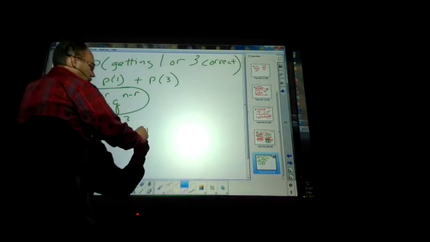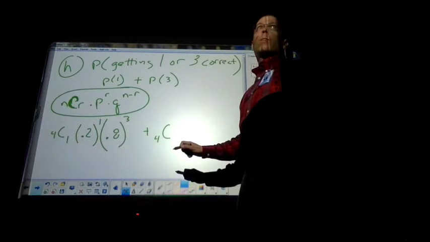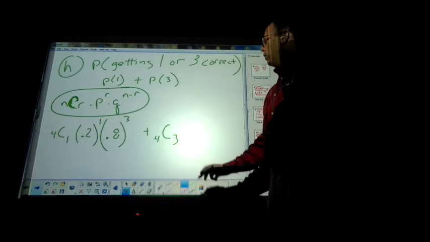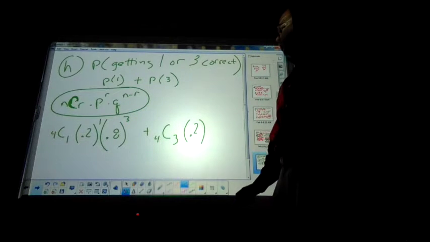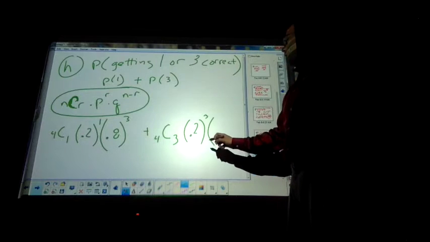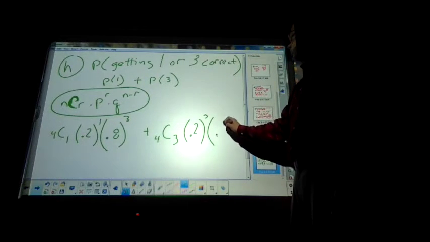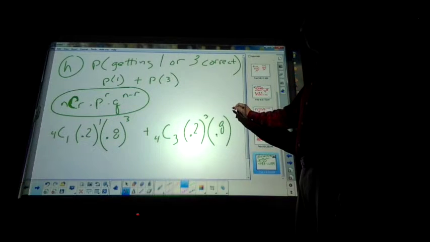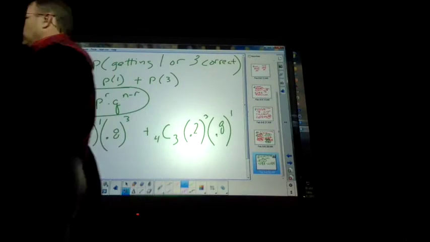I'm then going to add that to 4 choose what? 3. We're skipping over the 2. We don't worry about the 2. So then I'm going to do the probability of getting it right, which is 1/5, which is 0.2. What am I going to raise that to? The third. What's the next number going to be? 0.8, which is 4/5, the probability of getting it wrong. What's this going to be raised to? First. 1 and 3 have to add up together to give me those events.